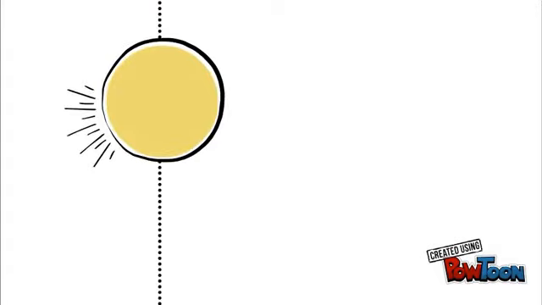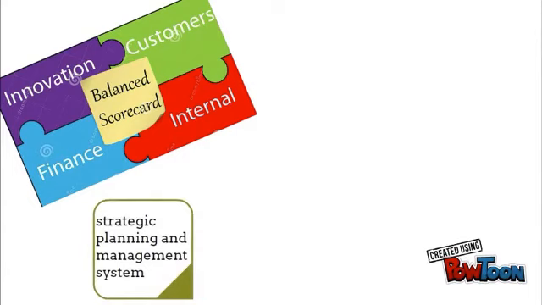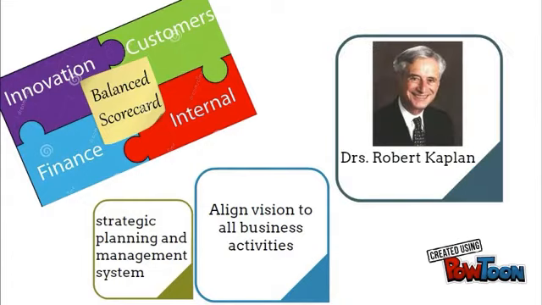Then we will discuss the balanced scorecards. Balanced scorecard is mainly a strategic planning and management system to determine how to align your vision to all business activities. This can be easily done through the ICT strategy plan that starts with a vision and ends with the organizational structure.